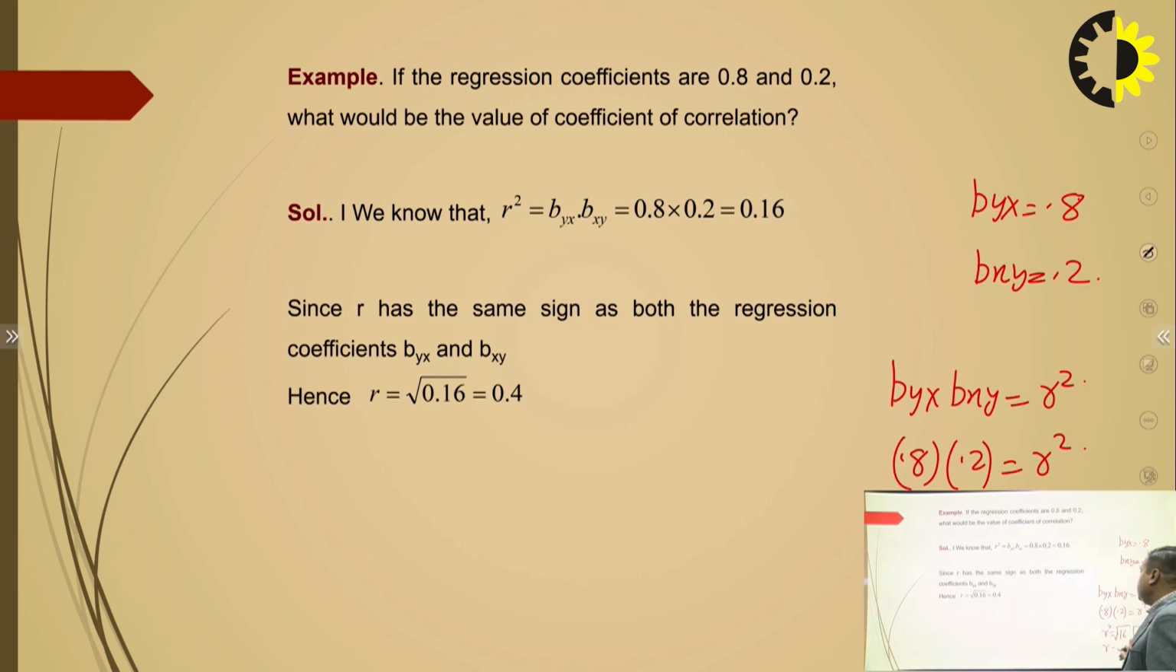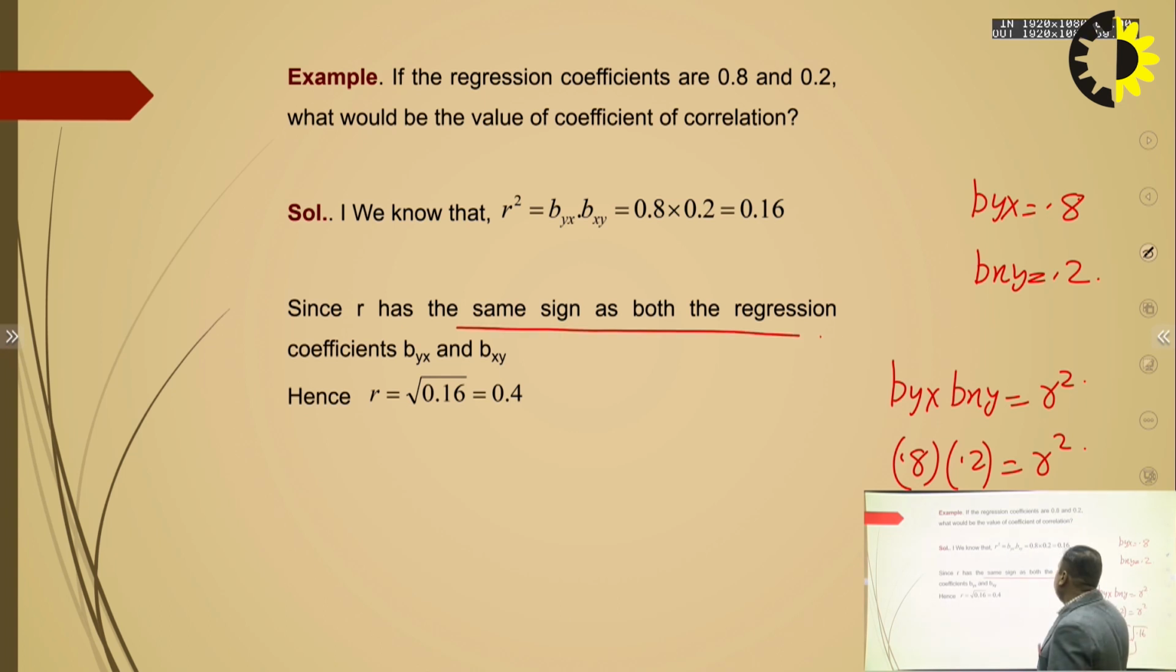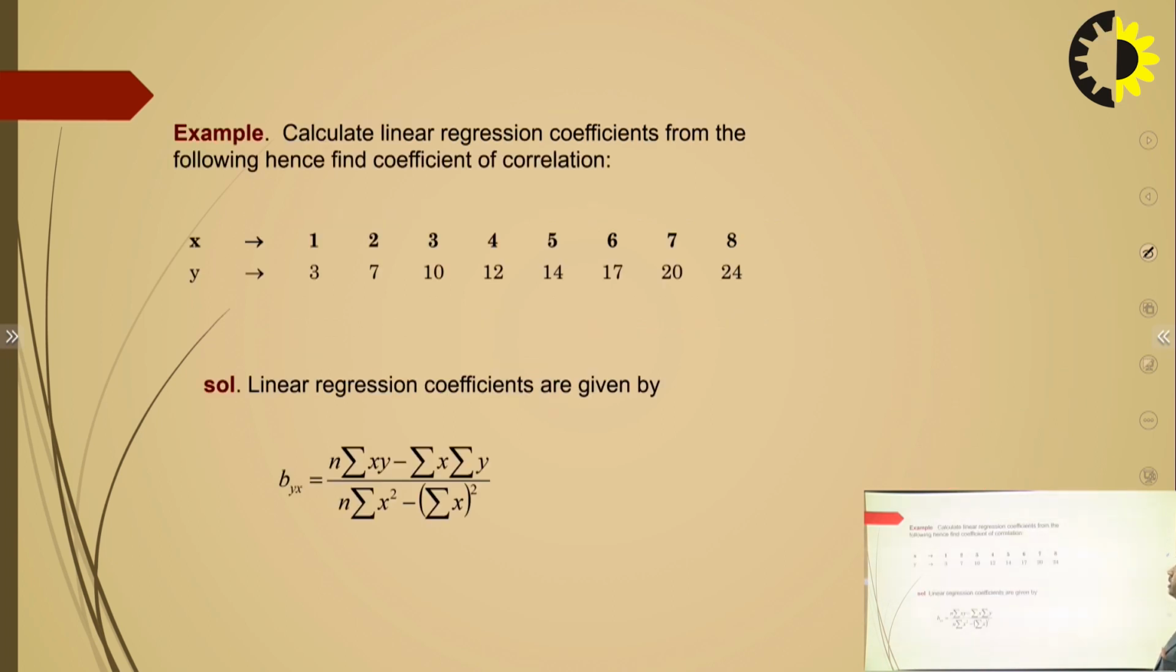And that is r equal to 0.4. In both the regression coefficients byx and bxy, therefore r² is equal to 0.16, and r is calculated as 0.4. Now let us take the linear regression coefficient from the following values of x and y.